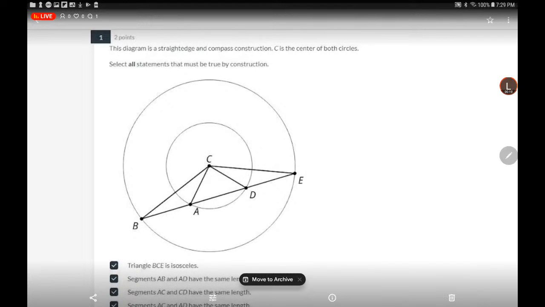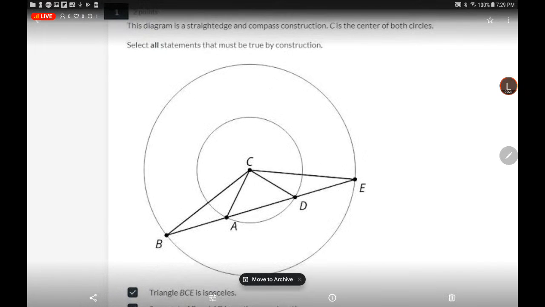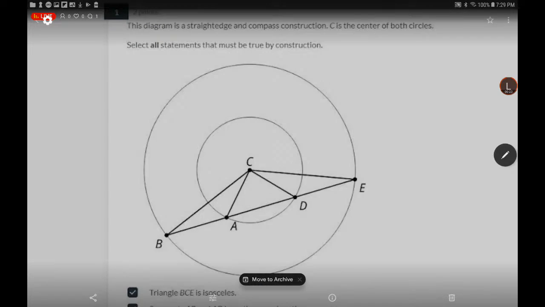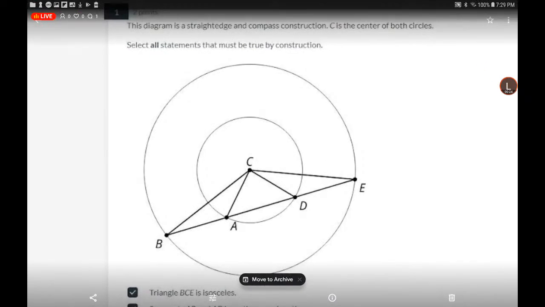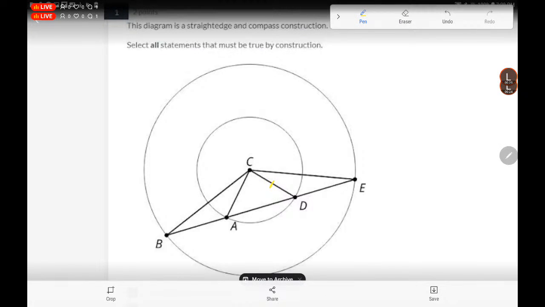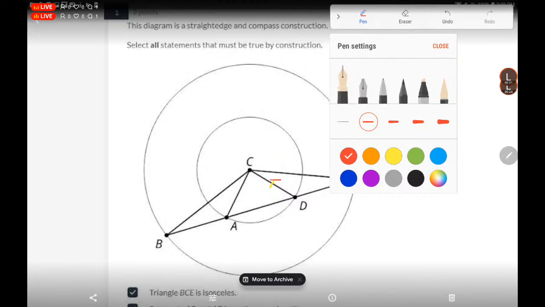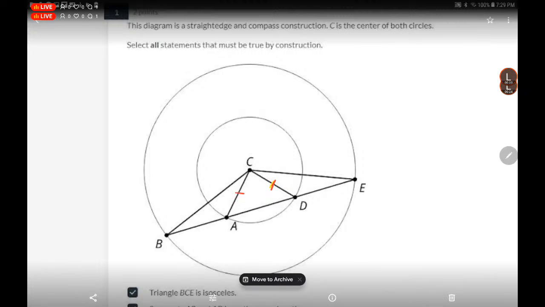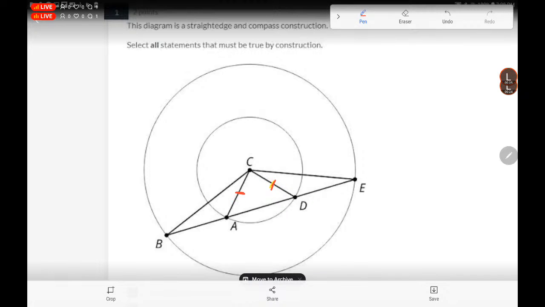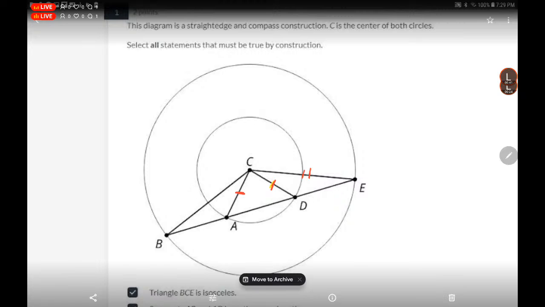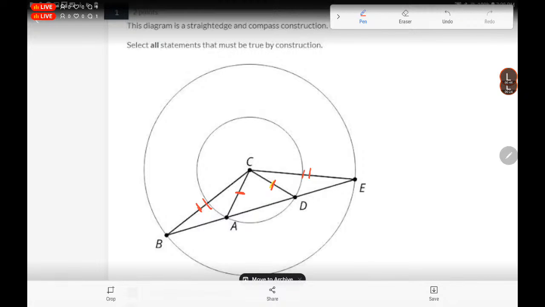C is the center of both circles. Let's look at this diagram before we look at the choices. We know that AC and CD have to be congruent because they're both radiuses of that circle. And also CE and CB have to be congruent because they are radiuses of that bigger circle.